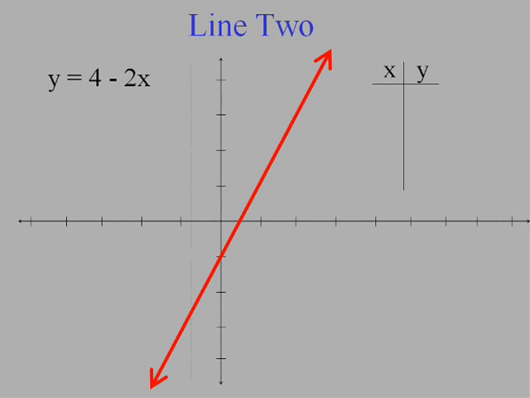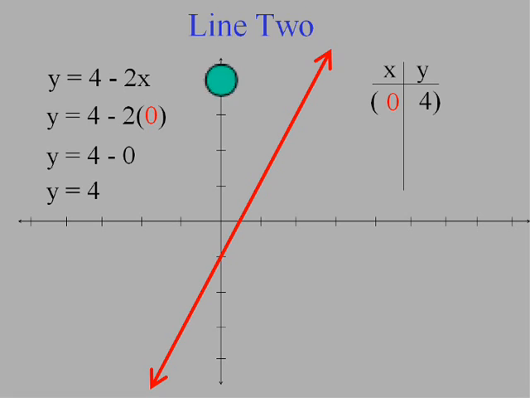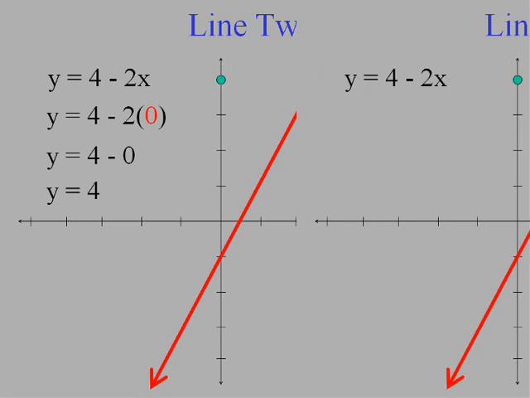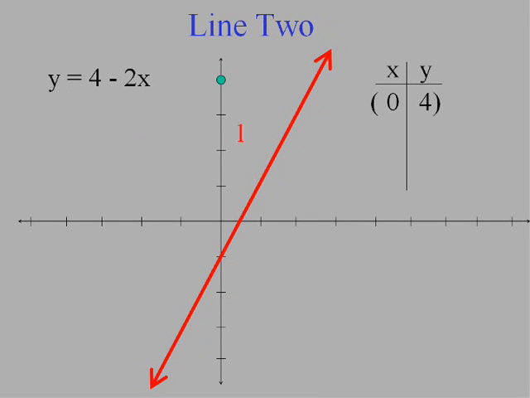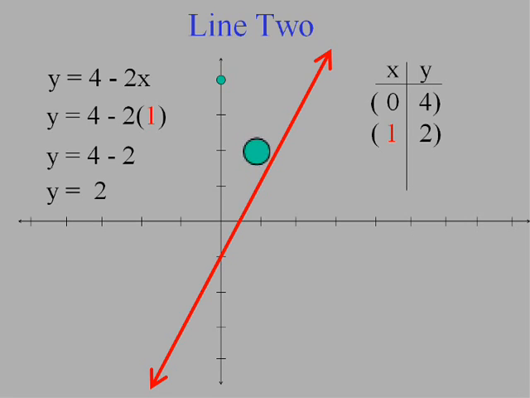Now, I'll put in some points. Put in some numbers. 0 for x. 4 minus 2 times 0 is 4 minus 0, or 4. So I'll graph the point 0, 4. And then I'll put in the next easiest number, a 1 for x. And 4 minus 2 is 2. So I have the point 1, 2 fits in. Go over 1 and up 2.